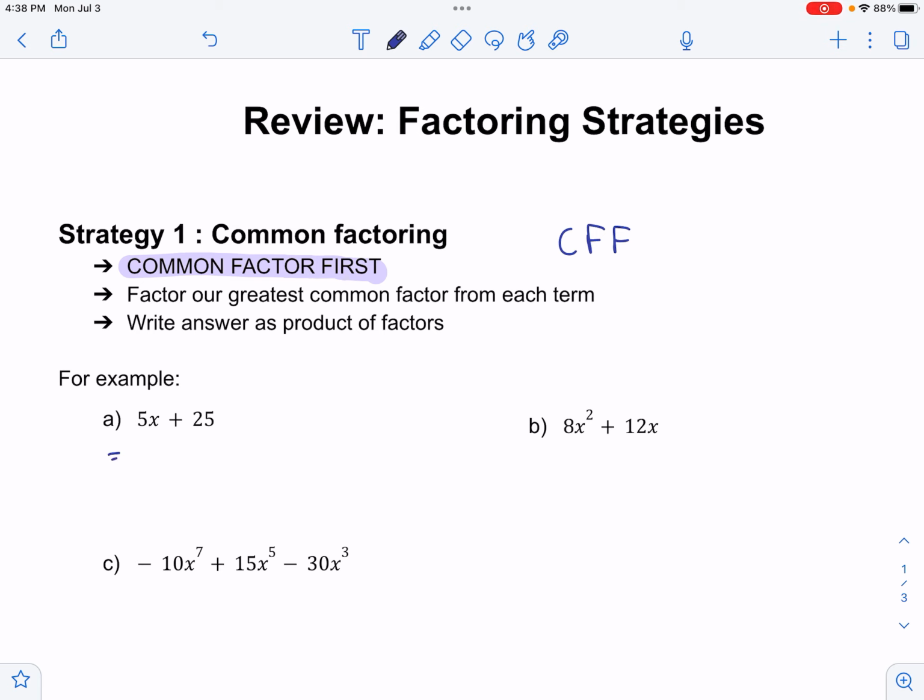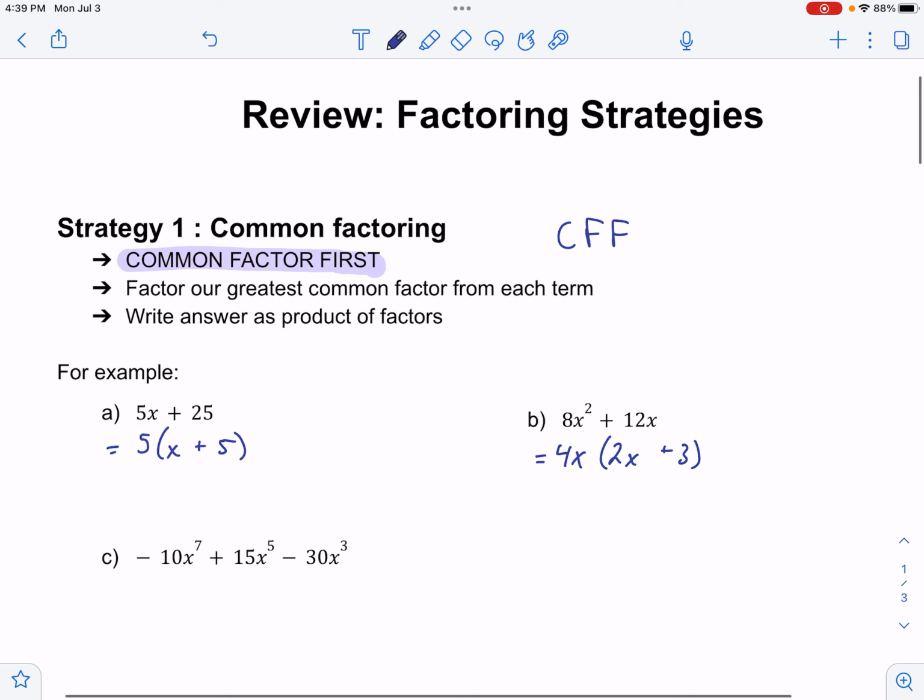In our first example here, 5x plus 25, I can factor out a 5 from both terms, and I'm left with an x plus 5. In our second example, I'm going to be checking against both the coefficients and the variables. My coefficients have a common factor of 4, and my variables have a common factor of x. So I'm going to pull that out, and what remains is a 2x plus 3.